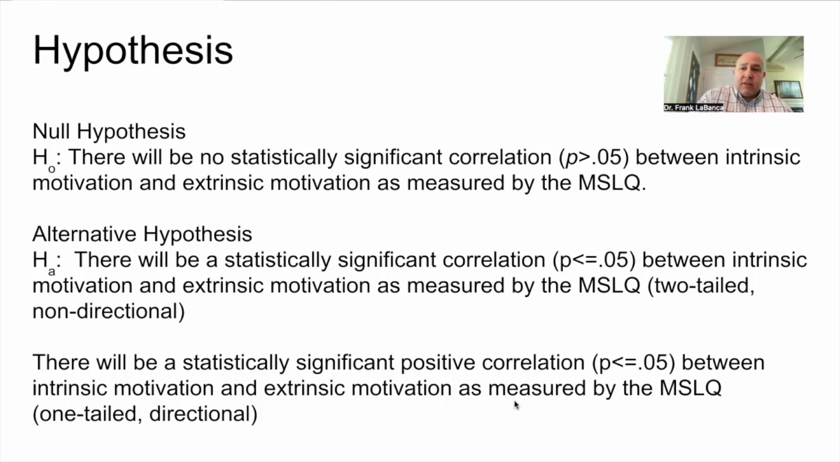Now let's look at the directional version of the same thing. There will be a statistically significant positive, there's the direction, correlation between intrinsic motivation and extrinsic motivation as measured by the MSLQ. That's the one-directional. This word could also be negative correlation. So either version would be fine in this situation, depending on why you're choosing a directional hypothesis. You must have some background information that would support saying this. You wouldn't just randomly say it. There would probably be some literature support to suggest why this would be the case. And those are the hypotheses.